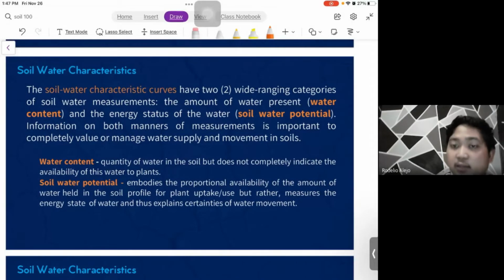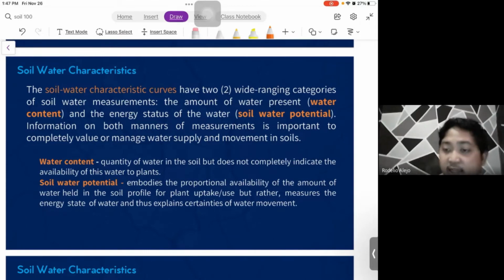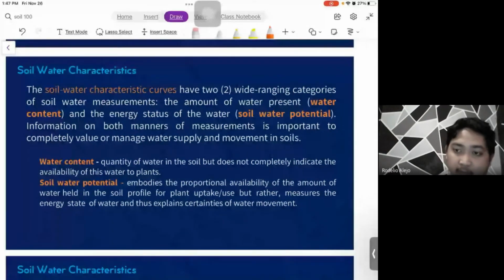Yung water content, hindi mo masasabi na yung tubig na nandun, kahit na nasa lupa, available ba para sa halaman. Okay? Whereas the soil water potential embodies the proportional availability of the water held in the soil profile for plant uptake or use, and measures the energy state of water, and thus explains certain aspects of water movement. So yung soil water potential natin, it can dictate the availability of water to plants and also the water movement in the soil. Okay, yung movement ng water natin sa lupa.